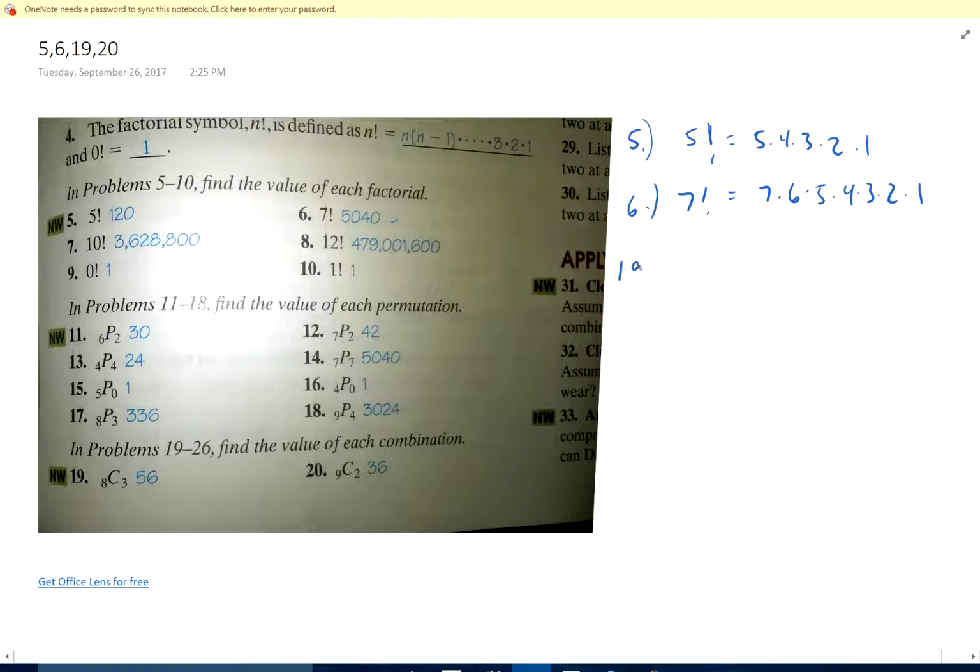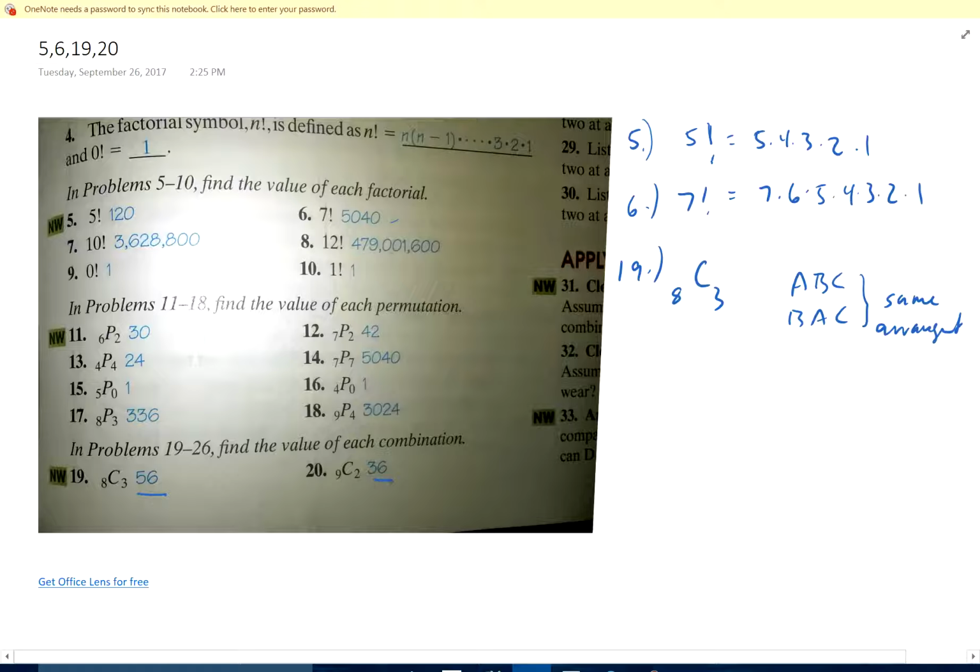Number 19, 8C3. This is taking 8 things, choosing them 3 at a time, and order doesn't make a difference. In other words, if you choose A, B, C, and B, A, C, those would be considered the same arrangement. And so that we would just do on our calculators, and we would get 56.